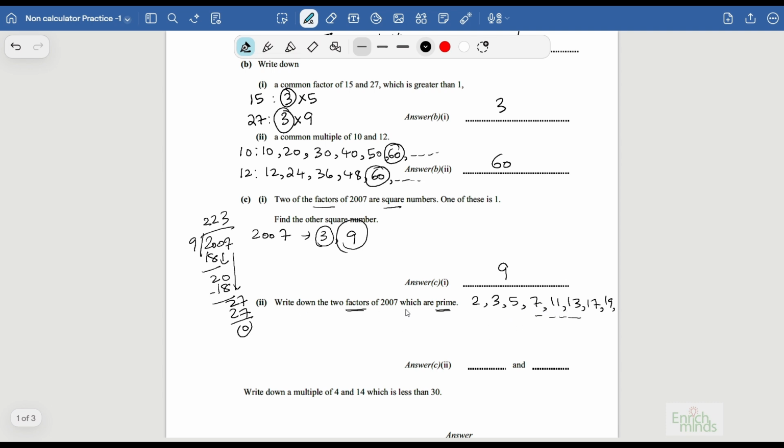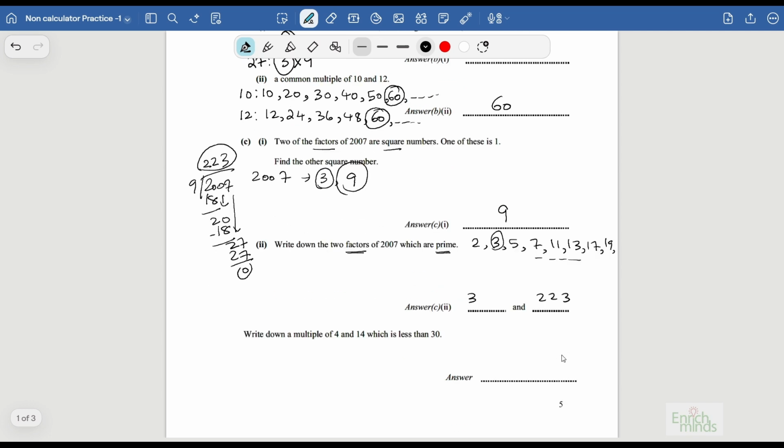Now you have to figure out any two prime factors of 2007. One of them is 3. What about the other prime factor? Well, you can use the previous question again. We have seen 9 divides 2007, giving you the quotient 223. So that means 223 is also a factor of 2007, because 9 times 223 gives you 2007. And 223 is a prime number. So 223 is another prime factor of 2007.